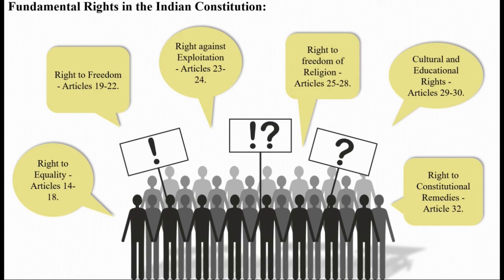Article 31 upholds all religious and linguistic minorities have the right to establish and administer educational institutions of their choice. Article 32 states that while granting aid to educational institutions, the state will not discriminate on grounds of religion or language.